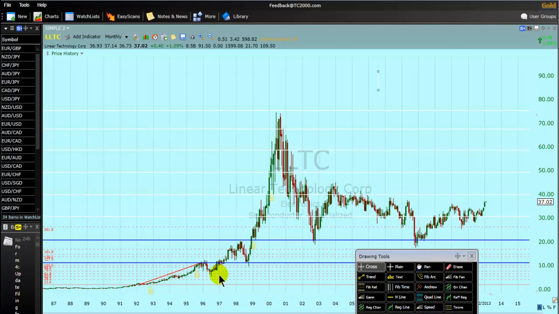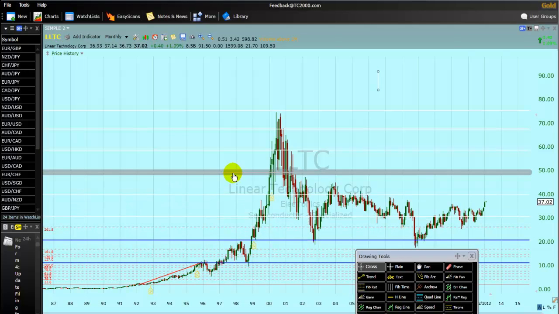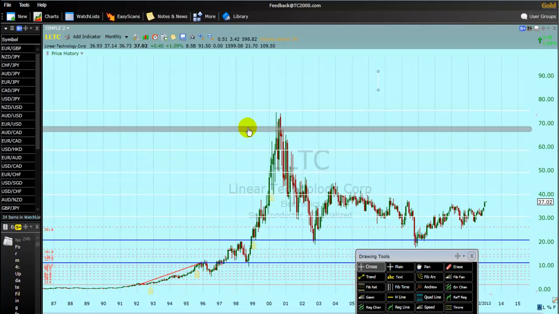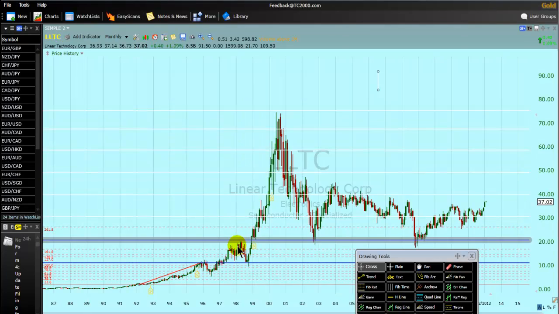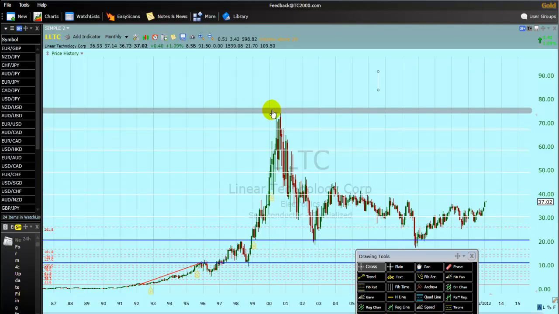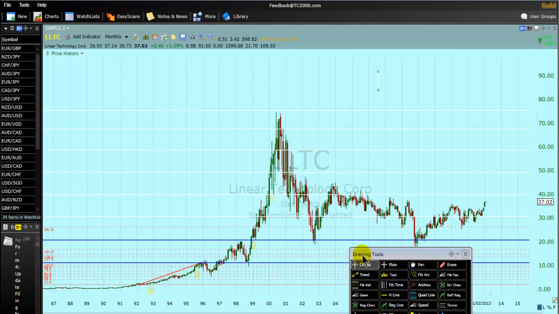So I want to count my projection. This is the 200% projection because this is 100%. The move from here to here is the 100% of the first wave. So 200%, 300%, 400%, 500%, 600%, 700%, 800%. We have 800%, the Fibonacci projection zone. That's where it ended. All right, that's a bit too much.